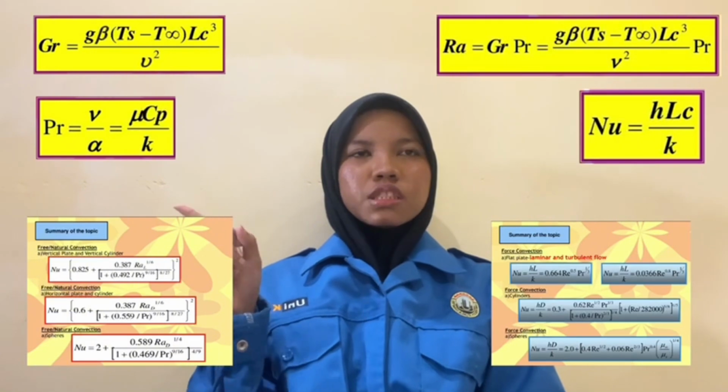As for the internal forced convection, it is laminar, transition and turbulent flow in tubes. There are 4 dimensionless numbers in free convection, which are Rayleigh number, Grashof number, Prandtl number and Nusselt number. As for forced convection, it is Reynolds number, Nusselt number and Prandtl number. So here is the equation of the dimensionless numbers.